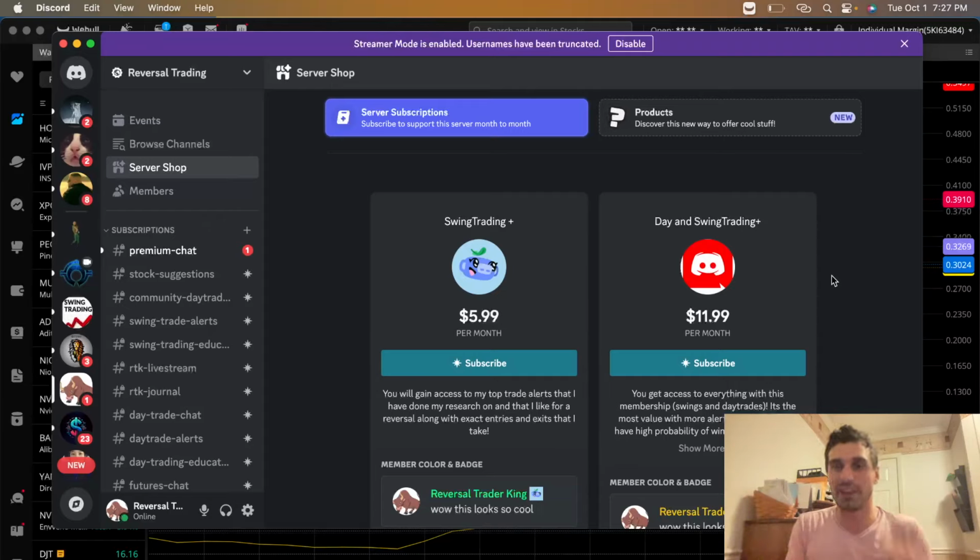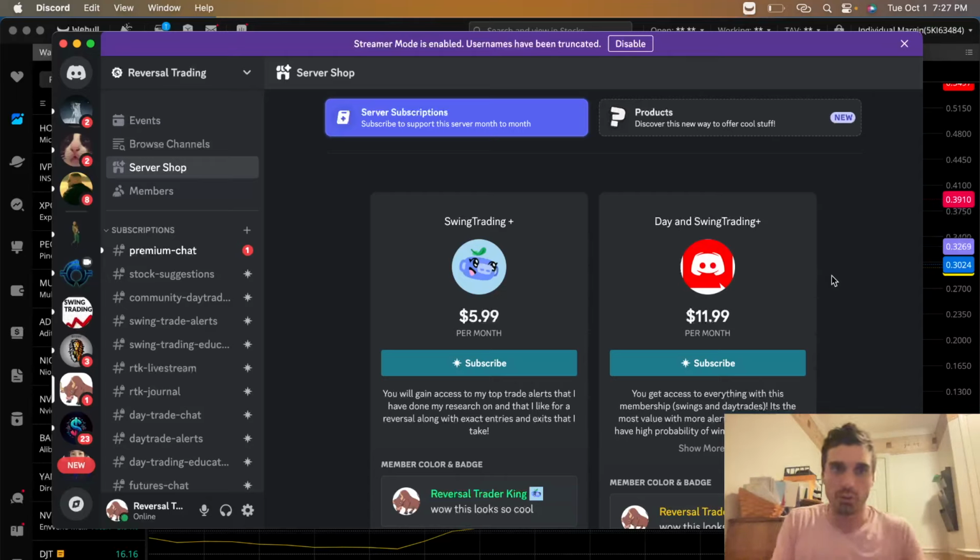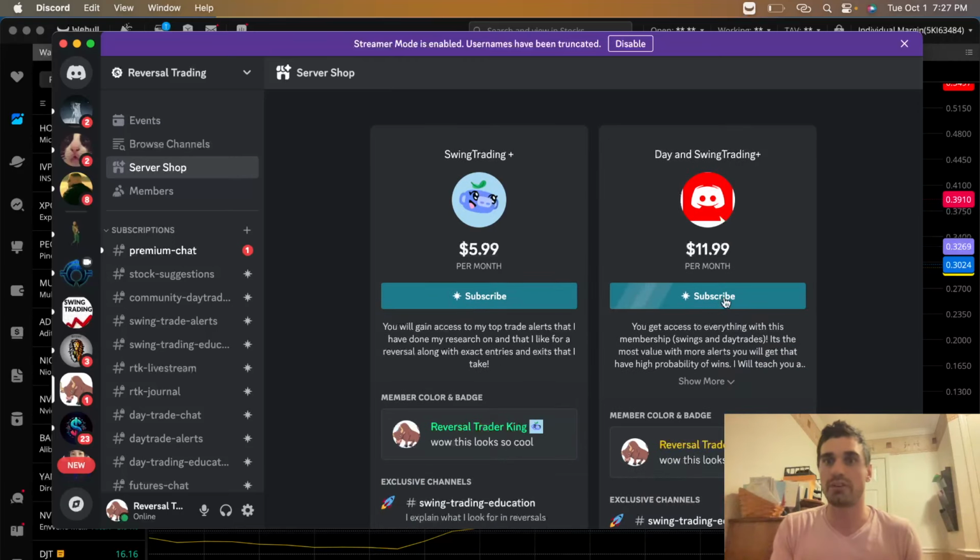These are my favorite setups. Day and swing trading, plus, I've been doing this for a while. Swing trading has made me a lot of money, but day trading is where it's at, so I'm definitely going to recommend it. It's only 12 bucks a month too. One trade alone will probably get you years' worth of membership.